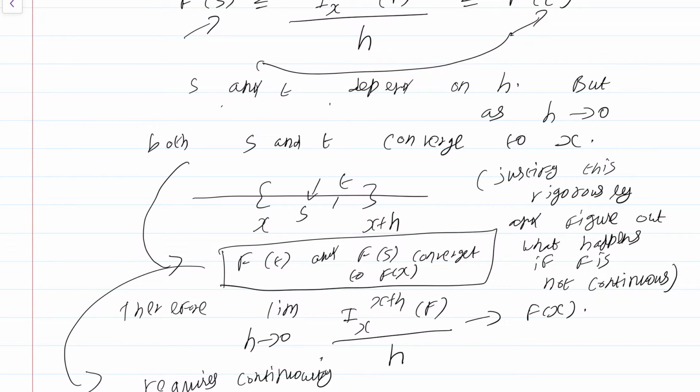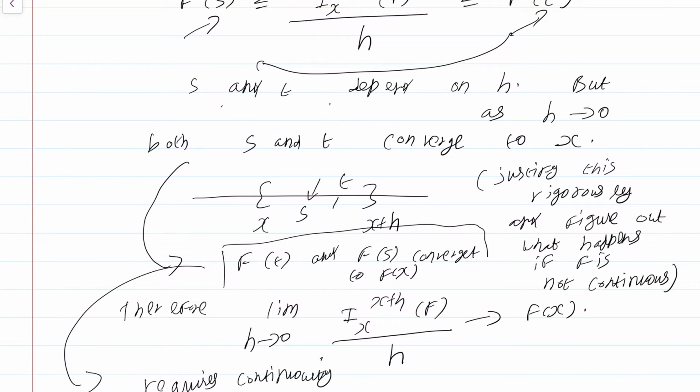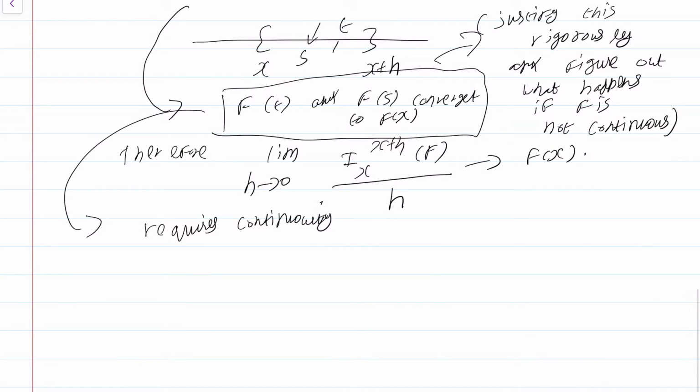This is the part I want you to rigorously justify. This is actually just one line. So what requires continuity is the fact that f of s and f of t both converge to f of x, and this delivers the proof. This is the proof. That's all. The proof is so simple.